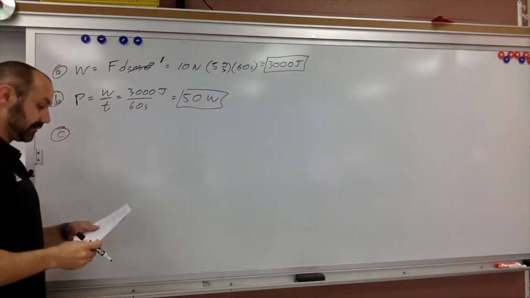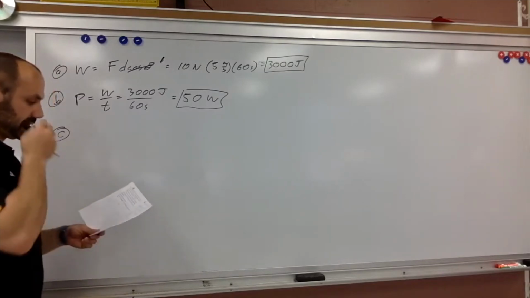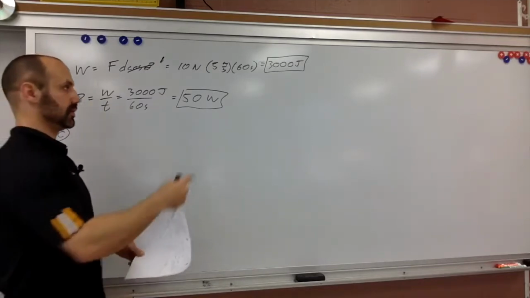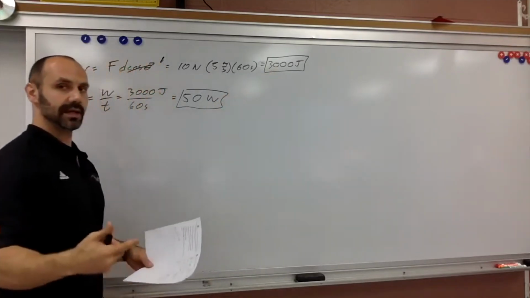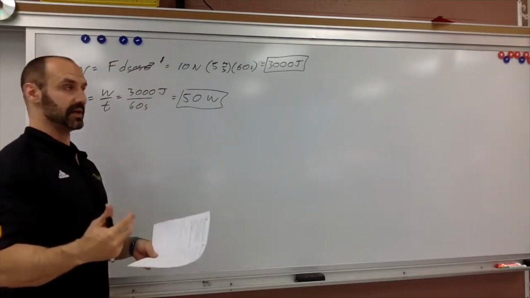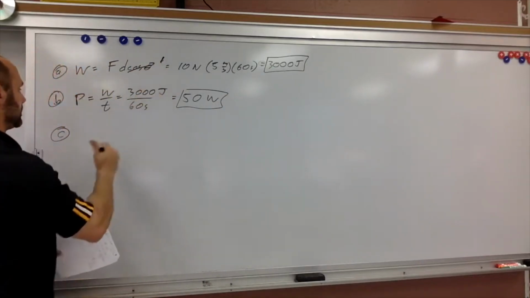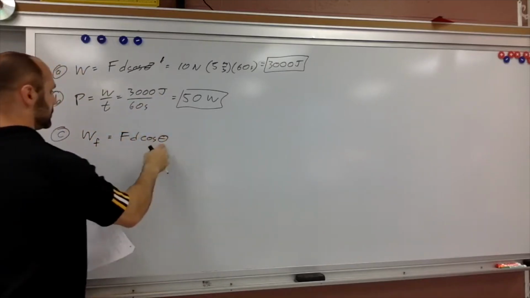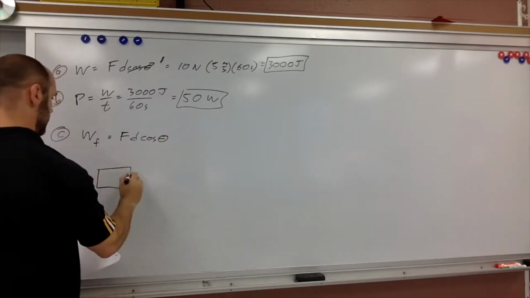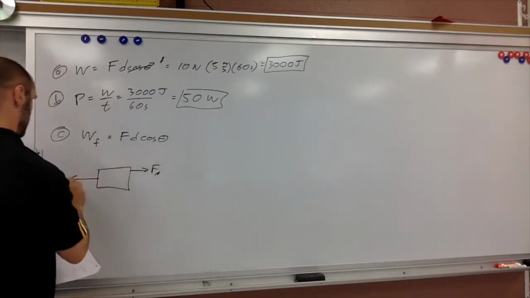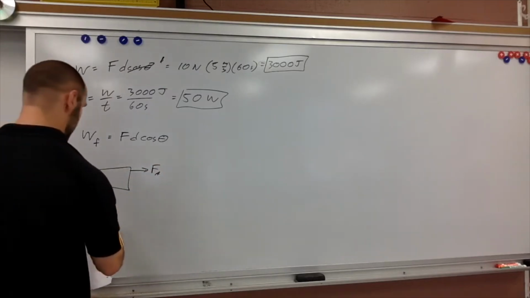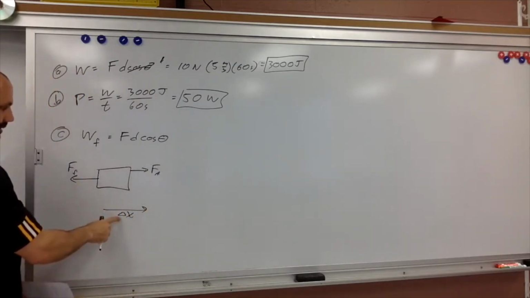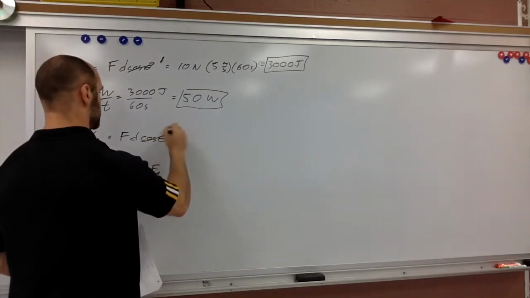Part C, the work done by friction. So notice that we've got no change in the overall kinetic energy. That means that the work done by friction has to be the same as this. However, the friction is taking energy out of the system, and so it's negative 3,000 joules. But we can show this mathematically as well. The work done by friction is Fd cosine theta. Now what direction is theta? If we draw the free body diagram here, here's the applied force, but here's the friction force, and this is the displacement. So the friction force and the displacement are 180 degrees. So this is negative 1.